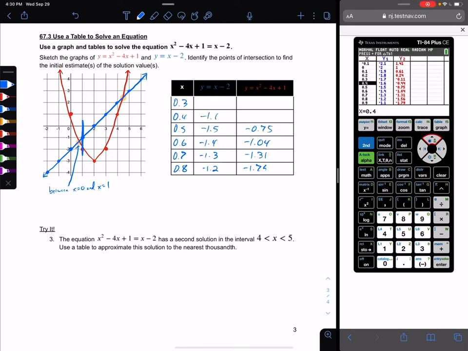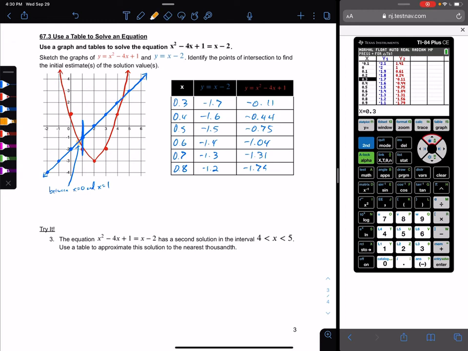Negative 1.6 and negative 0.44. Definitely doing more numbers here than I need to, but you get the idea. Negative 1.7 and negative 0.11. So what I'm looking for, and let me actually erase something here. Let me get rid of that. We want to keep this organized.